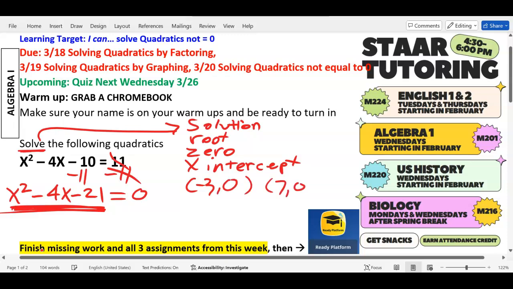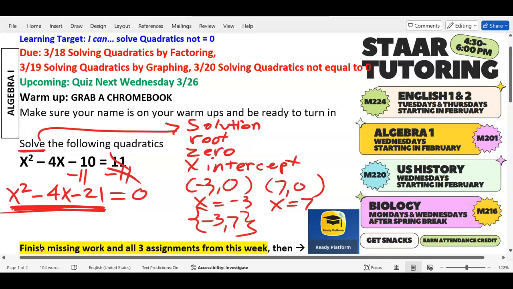Now, another way you might see the answer is like x equals negative 3, x equals 7. And another way you might see the answer is just putting them in brackets, negative 3 and positive 7. It's not an ordered pair, it's not a point, but it's a set of numbers, a set of x-intercepts in brackets, okay?